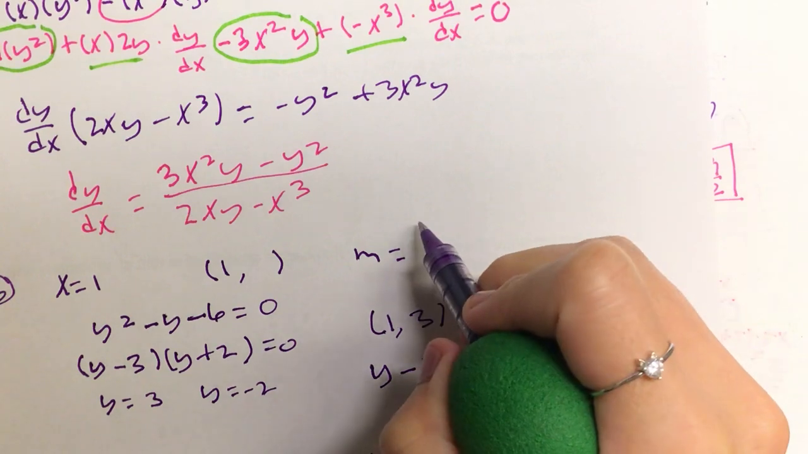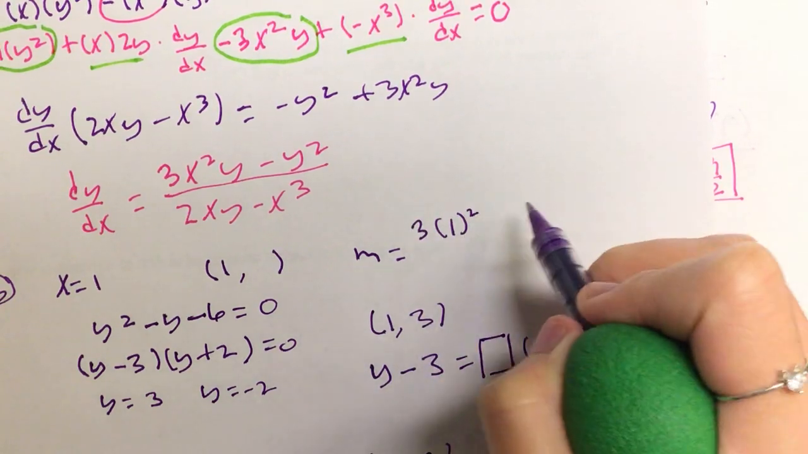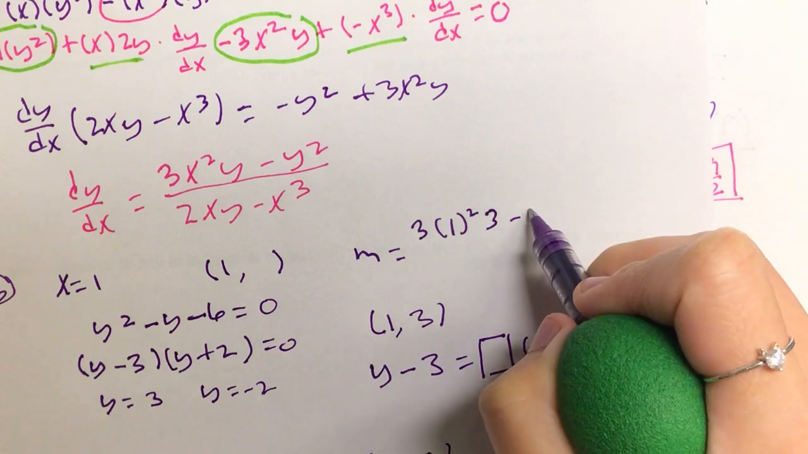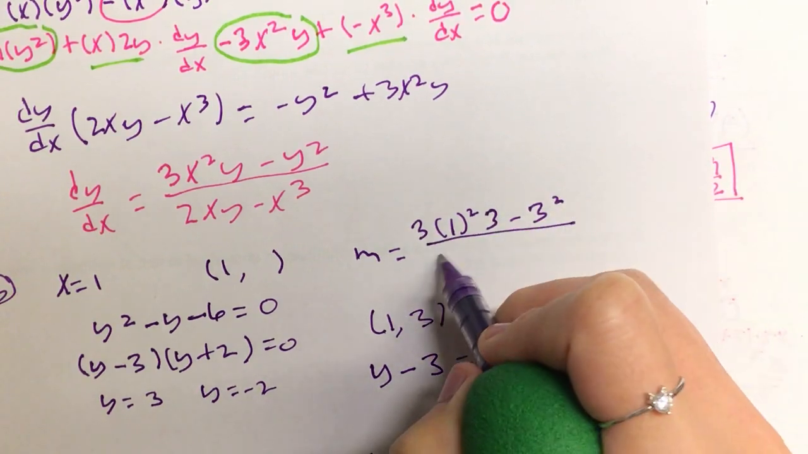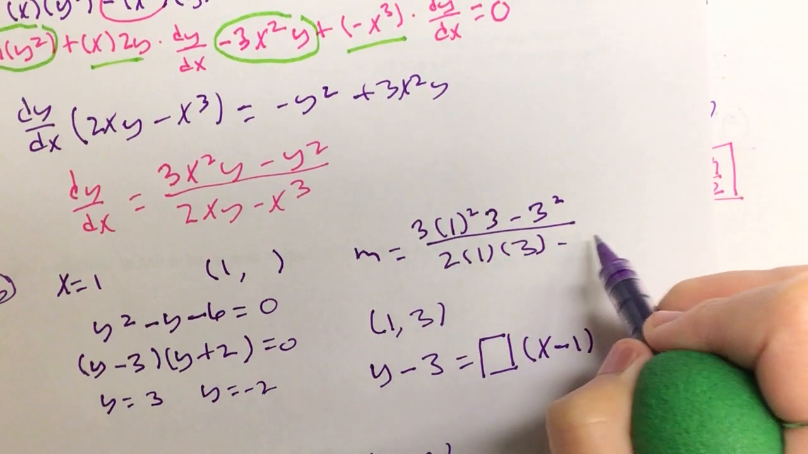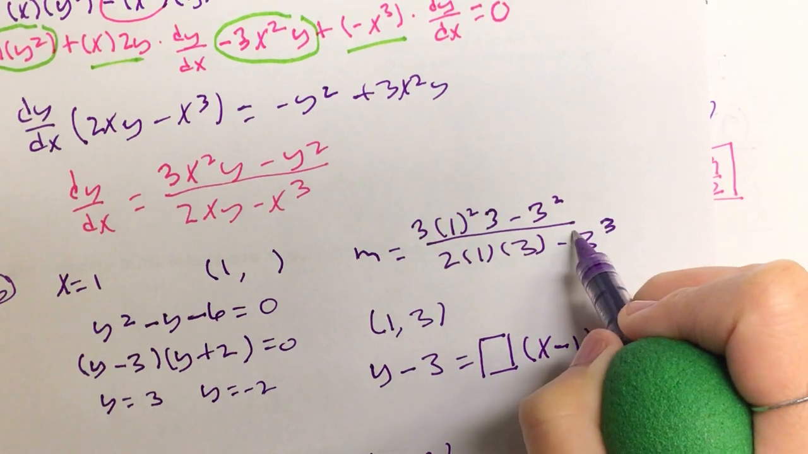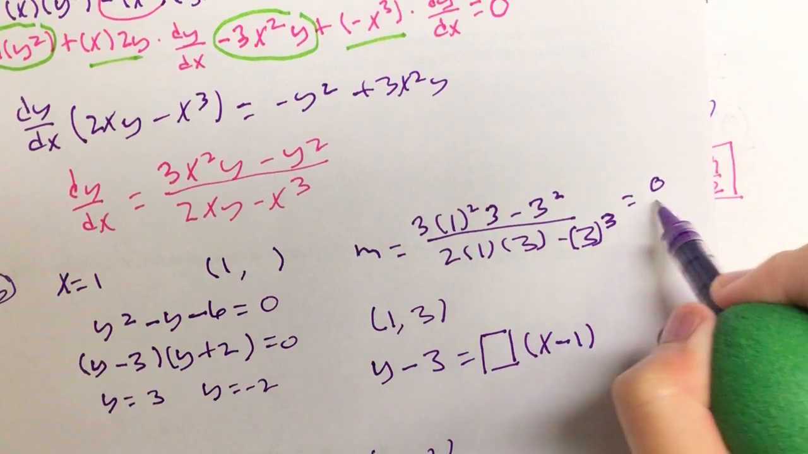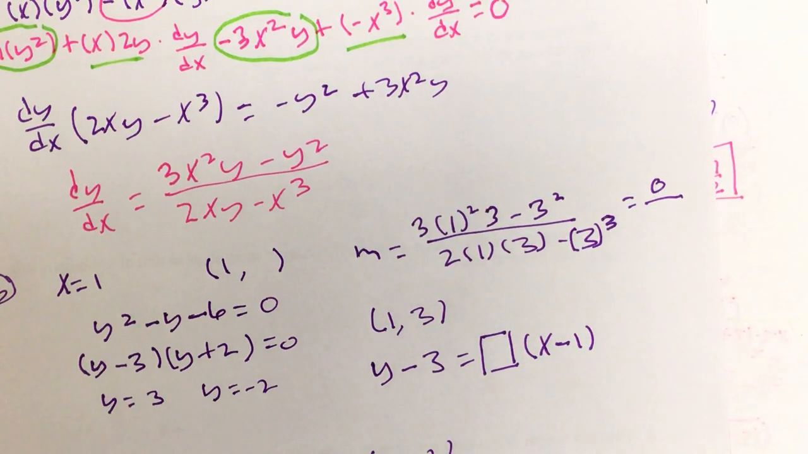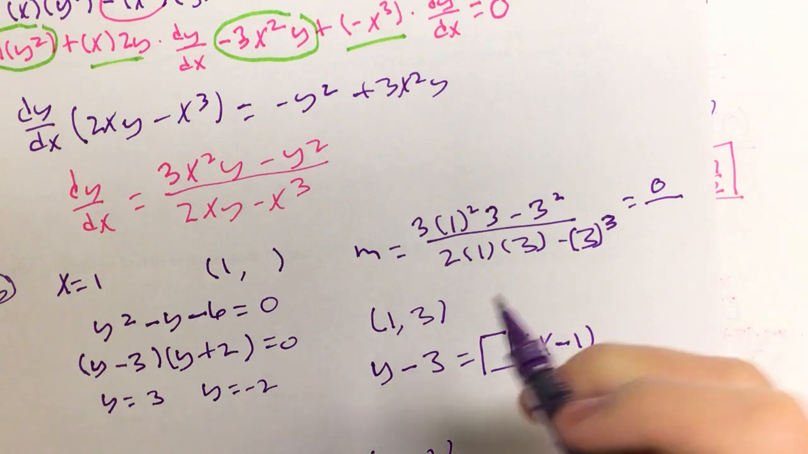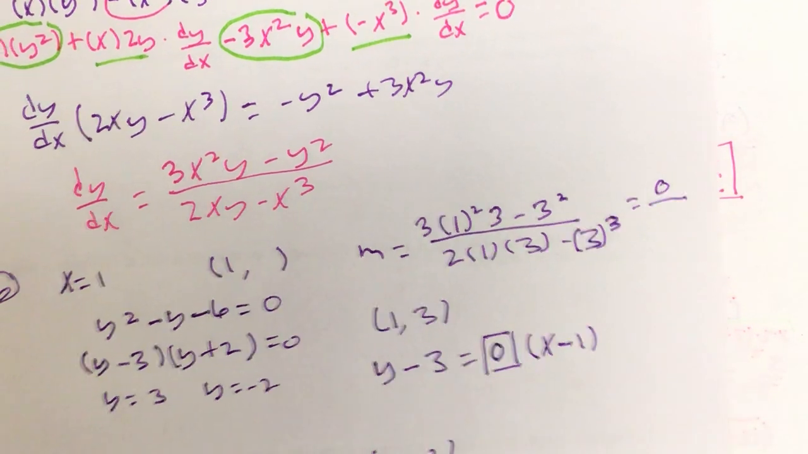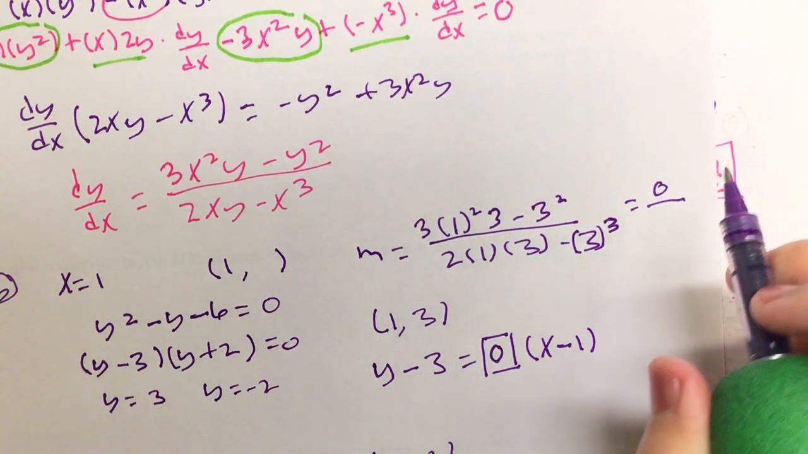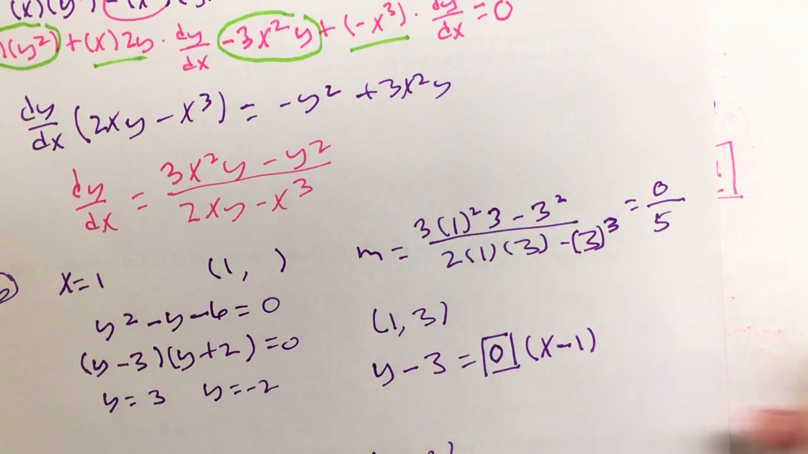My slope, we have 3 times the 1 all squared, my y is 3, minus 3 all squared, all divided by 2 times the 1 times the 3 minus 3 all cubed. What is my top going to give me? 0. So if I know my top is 0, and the bottom could be some messy negative, messy positive, doesn't matter. The bottom line is our slope is 0. Okay? So if you want to actually put in a number, you can. But I'm going to go ahead and tell you it's going to be 5.